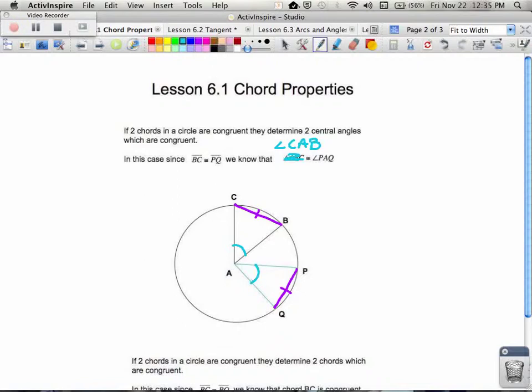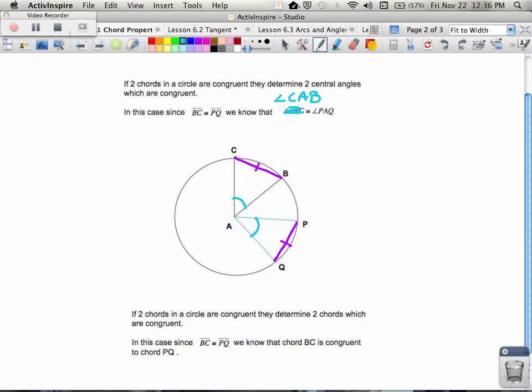So two congruent chords determine two congruent central angles, and the interesting thing is the converse is also true, that two congruent central angles determine two congruent chords. So you can say it either way. If we know two chords are congruent in a circle, then the central angles that they are associated with are also congruent. Or you can say if two central angles are congruent, then the chords that they are associated with are also congruent.